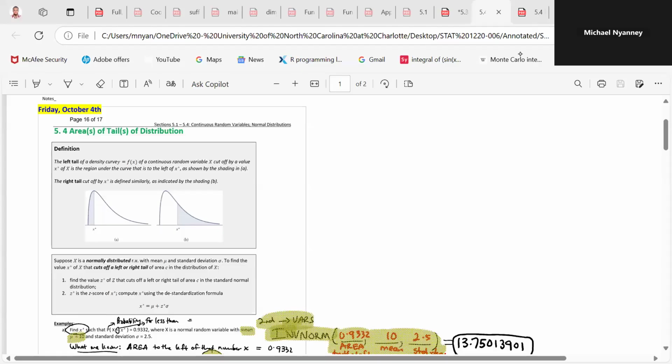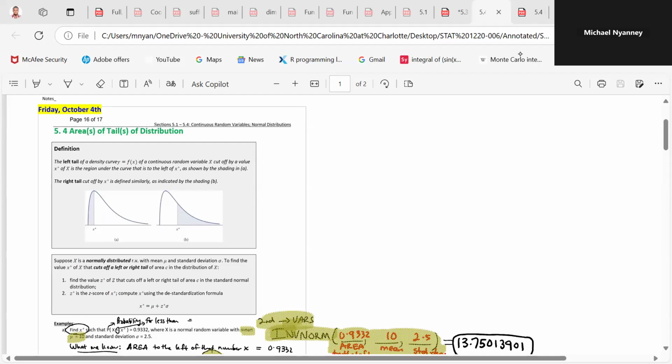Okay, so this will be the last section for chapter 5, that is 5.4. So now we are at the areas of the tails of a distribution. Just as we did early on, normally we are given a value and the probability that A is greater than some value, and we want to find the probability. But now we are given such a probability and we want to find a value that actually gives us that kind of probability.